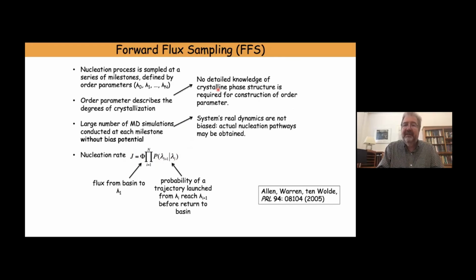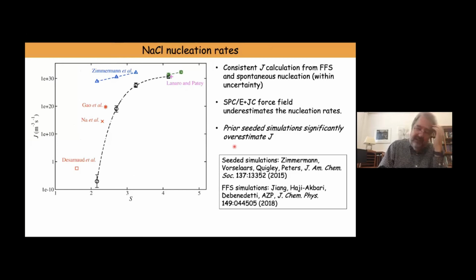Now, the advantage of that is that you don't need to know which structure you're going to form, and you don't need the real dynamics. You don't bias the real dynamics of the system, so you may get the actual nucleation pathways. The disadvantage of this method is that it's very expensive, and so it has been not so frequently used. And this is work that we did with Pablo de Benedetti and his group, following up on some earlier calculations by Pablo. So once again, for these calculations, there is a simpler or apparently simpler alternative.